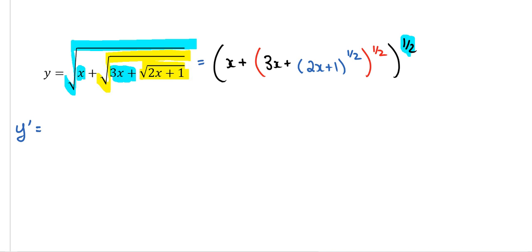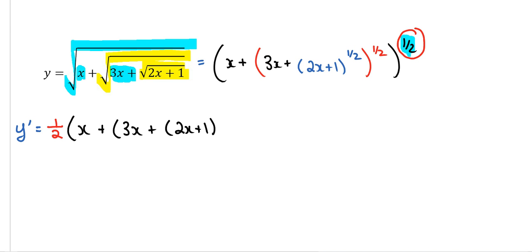Okay, so starting with this power right here, this 1/2, I'm going to bring that to the front. So that's going to be 1/2 times (x plus (3x plus (2x plus 1))^(1/2))^(1/2) to the power of... sorry, I need another bracket, to the power of negative 1/2. Alright, so that takes care of the first power.